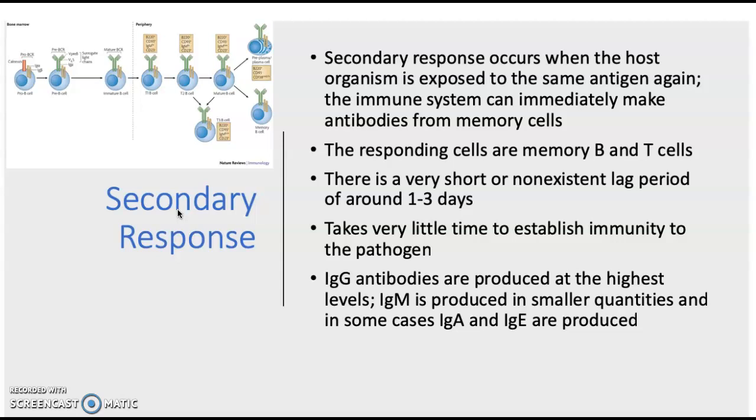There's a very short or non-existent lag period in the secondary response, and in the secondary response, the lag period refers to the time it takes for clonal selection of memory B cells to occur. And then when this clonal selection occurs, these memory B cells proliferate, and they create a large population of memory B cells, which creates an immunity to the pathogen.